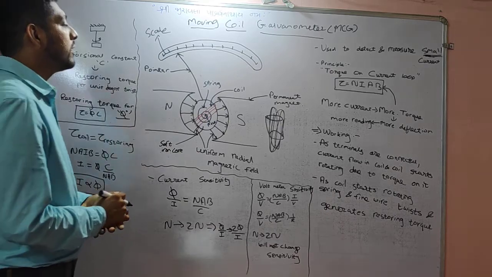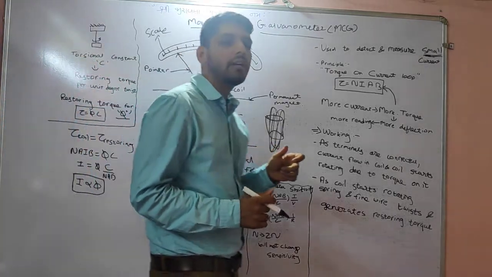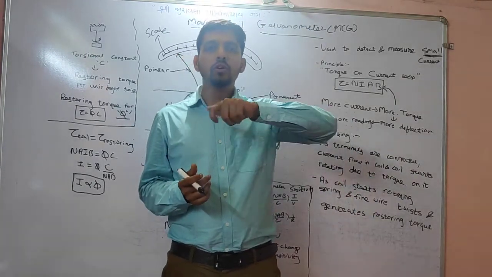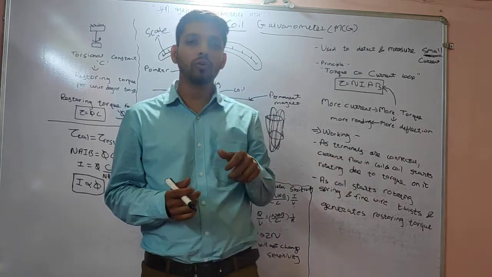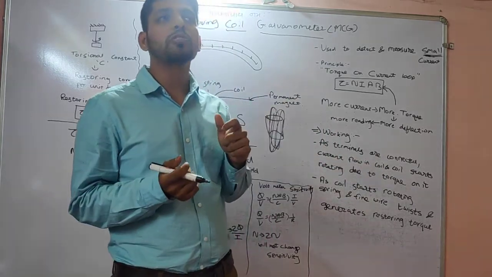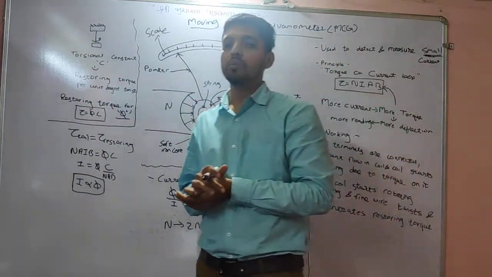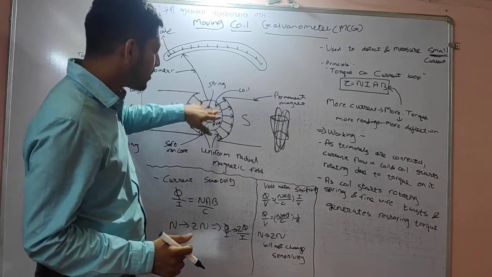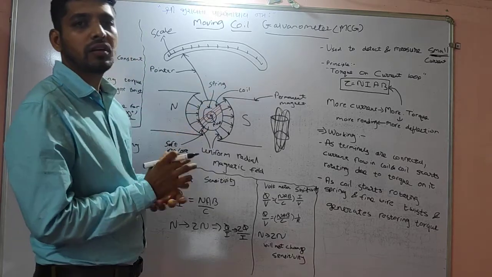Then in the center there is a spring attached. What does the spring do? The spring provides the restoring force. Whenever you twist the spring, what will it try to do? It will always try to come back to its original position. If you twist or pull the spring, it will try to come to its original position. That's why the spring is attached in the center. This spiral shape you can see is the spring.